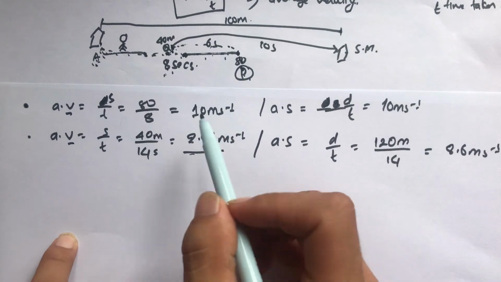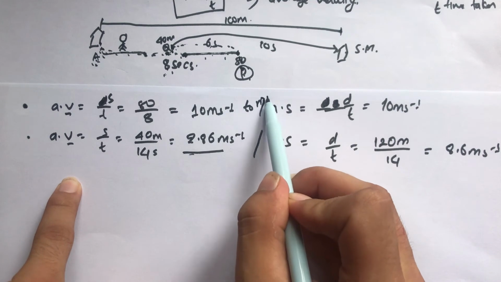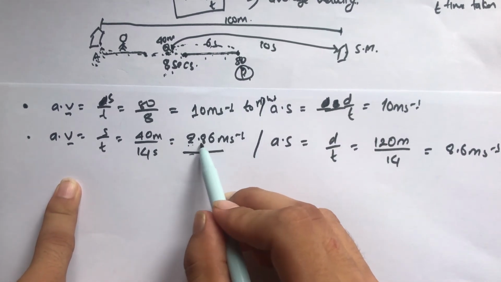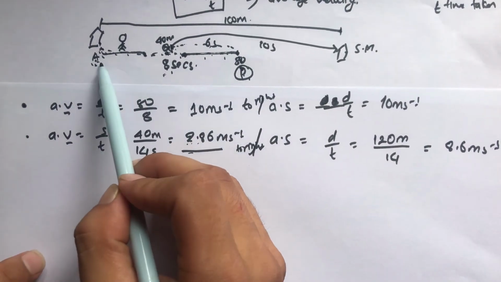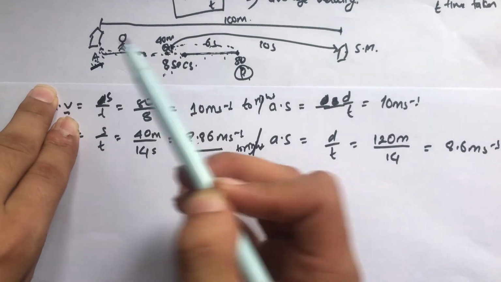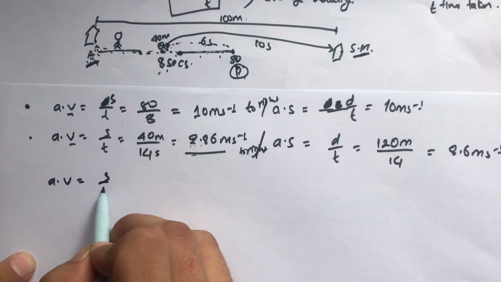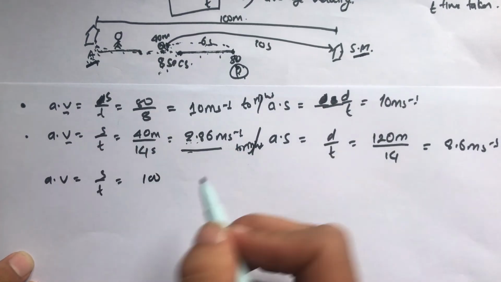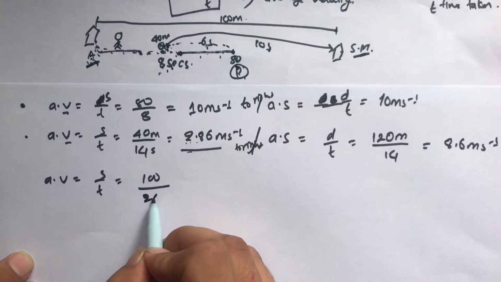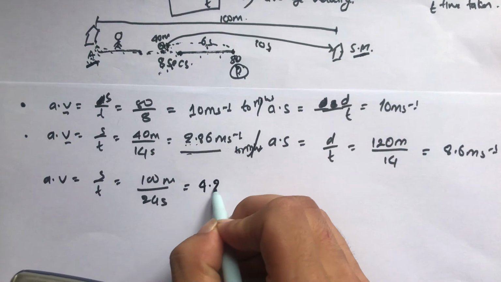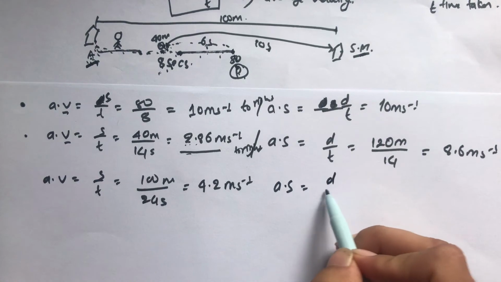Velocity is a vector quantity, so it has a direction. So here 10 meters per second to the right, and here average velocity 2.86 meters per second to the right. If you consider the motion from A to the shopping mall, we find average velocity to be displacement over time taken. So the displacement is 100 meters from A to the shopping mall, and he took 8 plus 6 plus 10, which is 24 seconds, 4.2 meters per second to the right. And his average speed is distance over time taken.